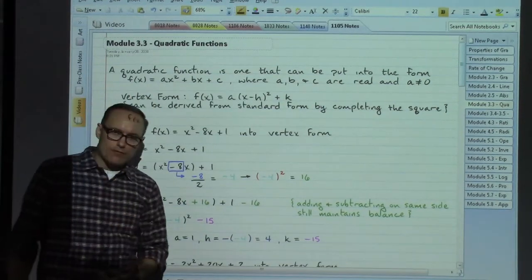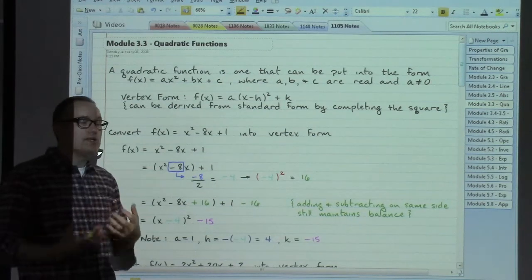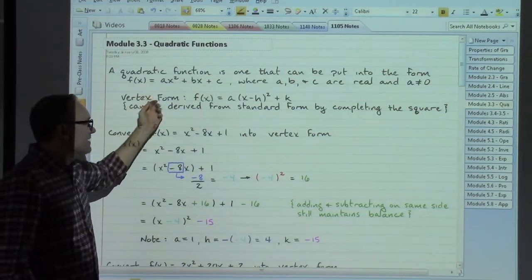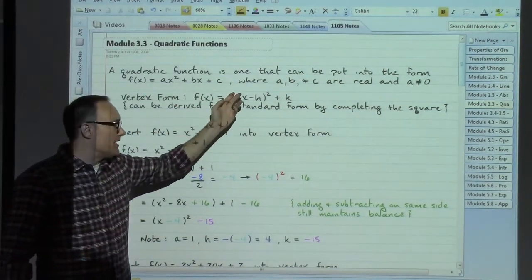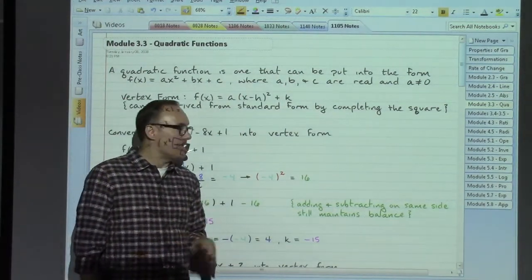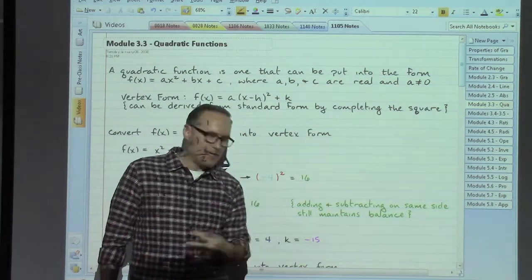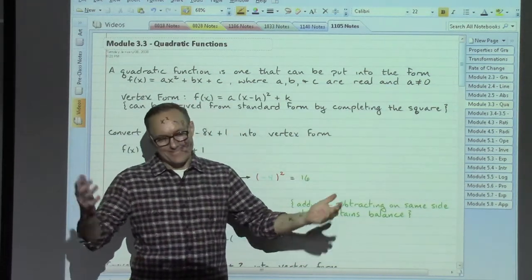So a quadratic function is going to be any function that could be put into the form f of x equals ax squared plus bx plus c. The a and b and c's are numbers. They have to be real numbers, and a is not 0 because that would not be quadratic anymore. That would be linear.